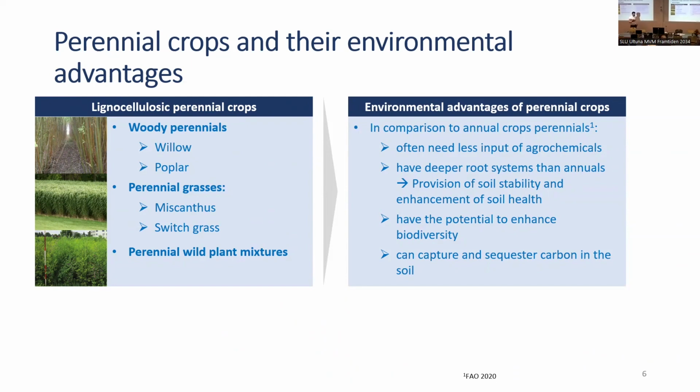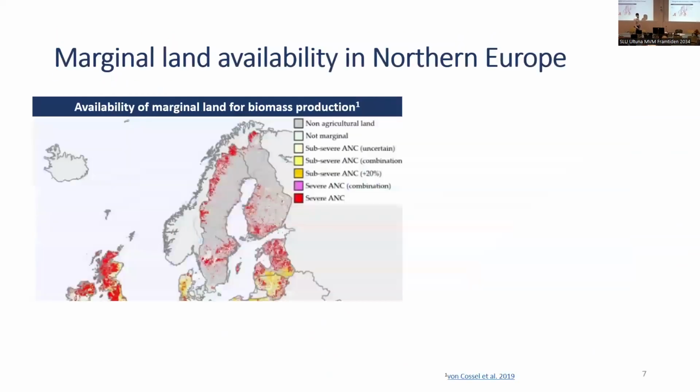And I think the deeper root system is also a point, not only for SOC increase, but also for provision of soil stability, soil health, soil quality. If we frame it a bit broader, they have at least the potential to enhance biodiversity. It's true for miscanthus. I'm not sure how it is for poplar, might be. And I think the major point is that it can capture carbon in the soil. And another really important advantage of perennial crops is that you can grow them on marginal land. That will also be a question of the reference system, how much marginal land you have here which is really unused.